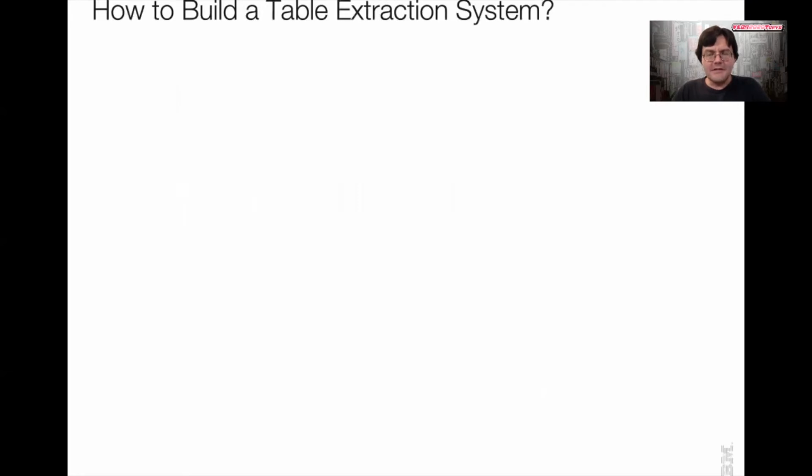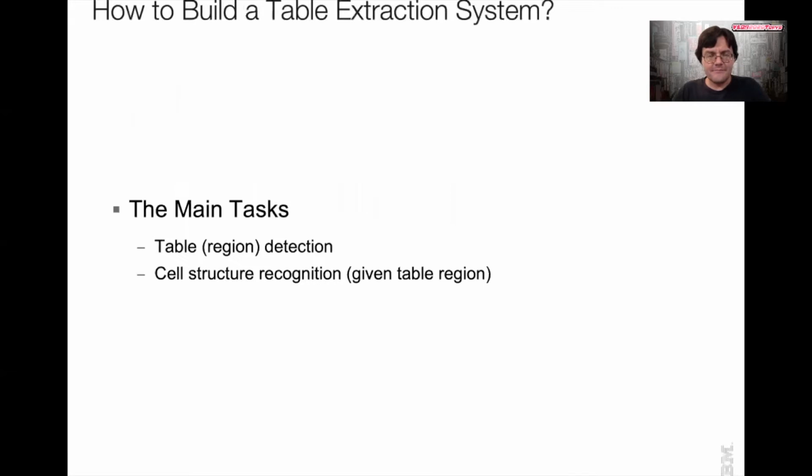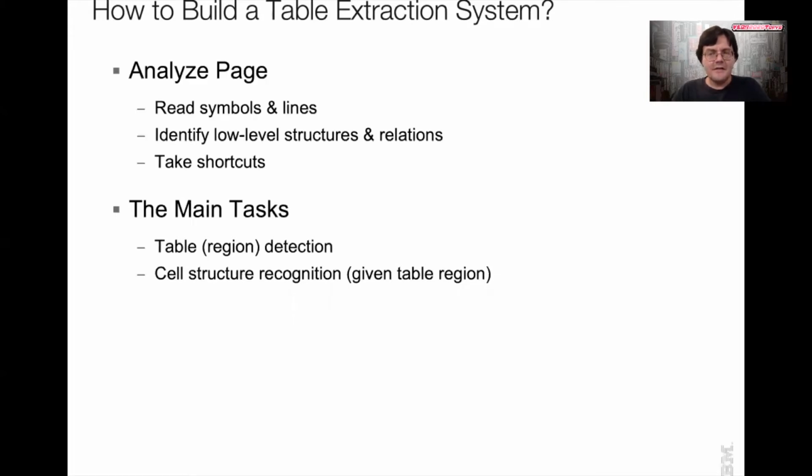How to build a table extraction system? What are the common subtasks? Of course, table region detection and cell structure recognition are the two important subtasks. But before doing that, it helps to do some pre-processing steps, which we can group into an analyze page subset. If it's an image, then you need to detect text on it and graphical lines, identify some low-level structures and layout information, and then take shortcuts if there are obviously no tables on the page.